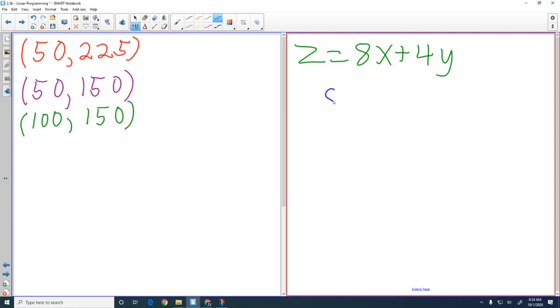So I'm going to take 8 times my first x coordinate, which is 50. I'm going to add 4 times my y coordinate for that first point, which was 225. So go ahead, take your calculators, type these in. 8 times 50 plus 4 times 225. And then we get a number?